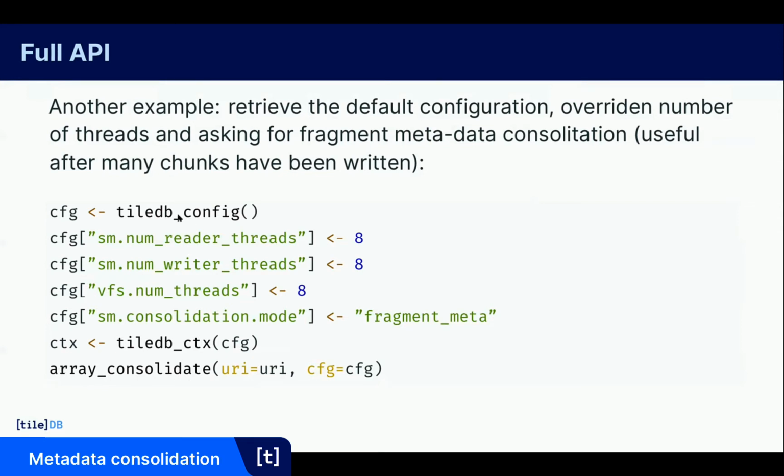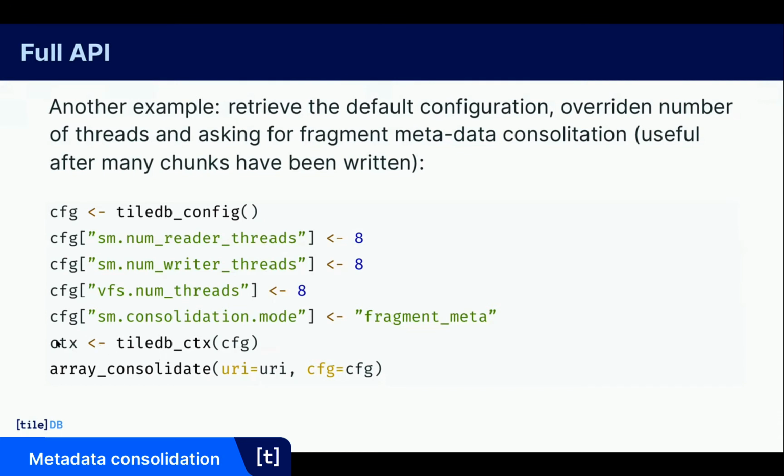And here we show that when you ask for configuration, you get a config object back, which in R's case is just like a hash map. It's a named vector, and you can set all the elements by their name. So here we're just saying, okay, read in parallel, write in parallel. On the virtual file system abstraction, also use multiple threads. Consolidate the fragment metadata. Then we use all these changes and create a new context object.